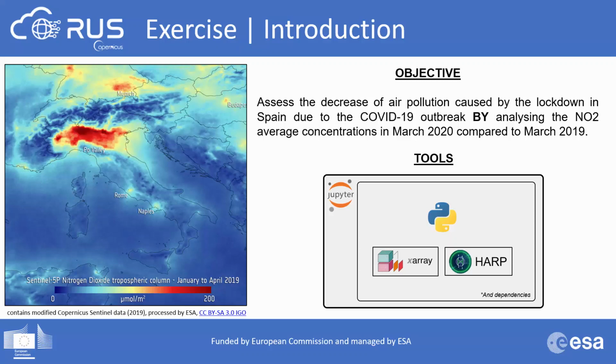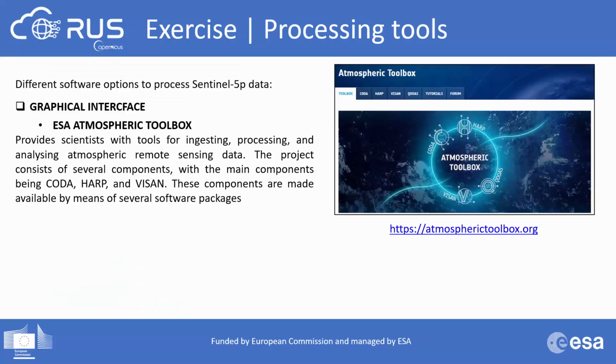HARP is actually a part of the ESA atmospheric toolbox. So let me introduce you now to the software. When processing Sentinel 5P data, you have different options, different processing tools that are available in the RUS Copernicus VM. First of all, if you are not familiar with the programming environment, or if you prefer to use a graphical interface, I would recommend you to check the ESA atmospheric toolbox.